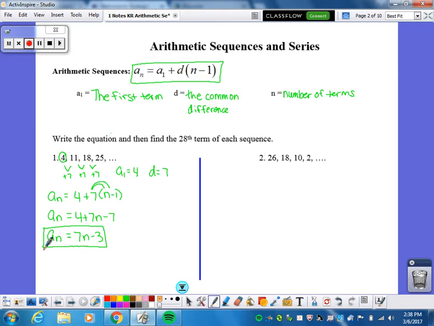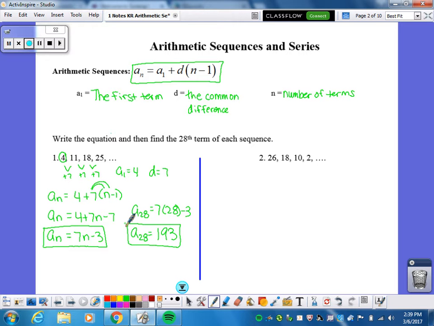So to find our 28th term, we do A sub 28 is equal to 7 times 28 minus 3. When you put this in your calculator, you get A sub 28 is equal to 193. And that is our final answer. Now let's move on to the next one.